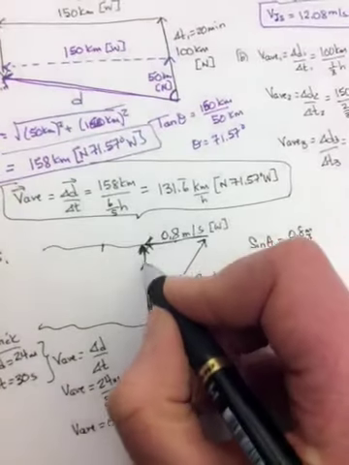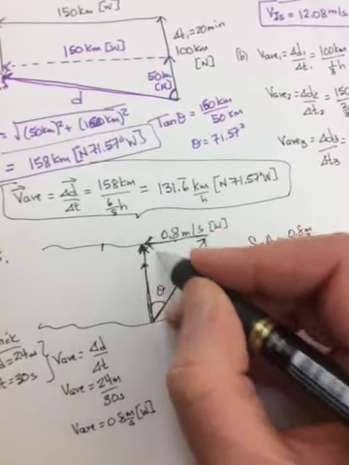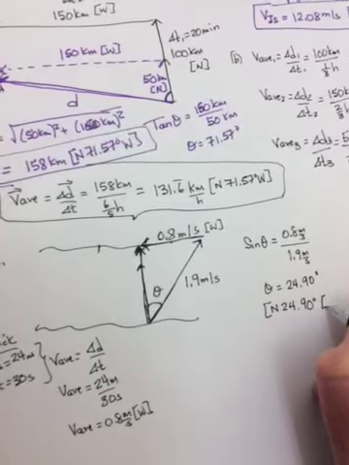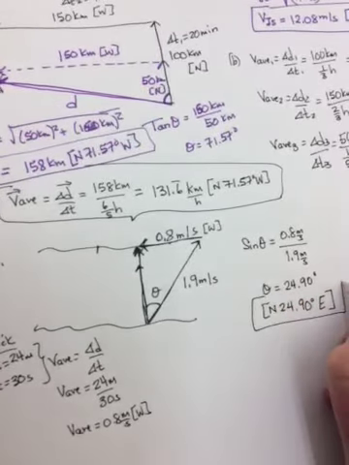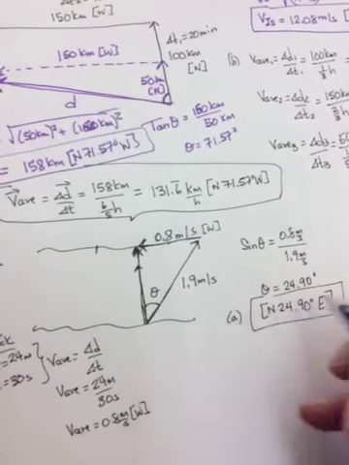24.90 degrees. And which way must he head? The river's flowing west, so he has to go into it if he wants to end up straight across. He needs to go east. So this is the answer to A.